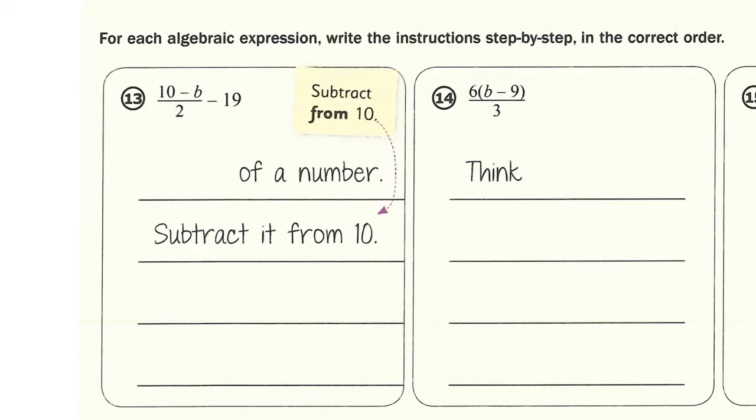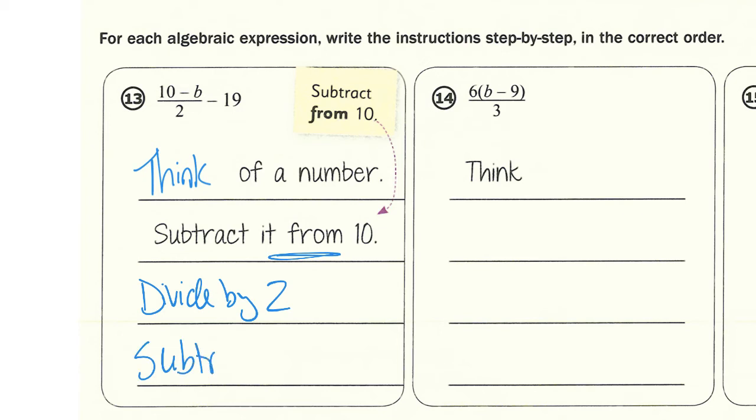Starting in number 13, we're going to write out the instructions on our own here. So we're going to start with think of a number. Then up here we see that we're going to subtract that number from 10, that's important. And then we're going to divide by 2, and then we're going to subtract 19 at the end. And that's because we can see that all of this is being divided by 2, and then we subtract 19.